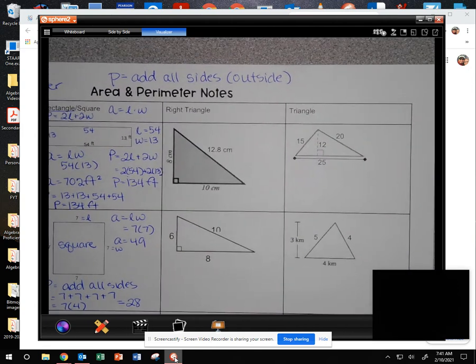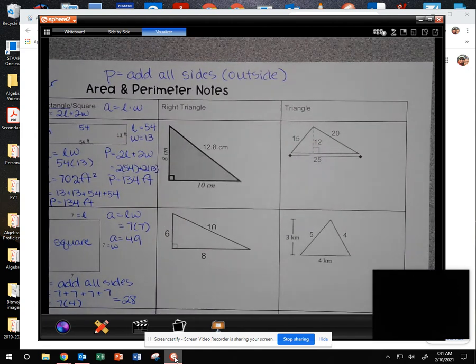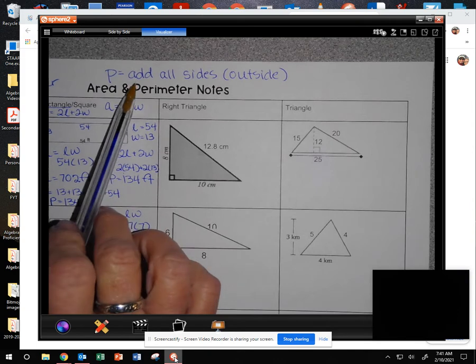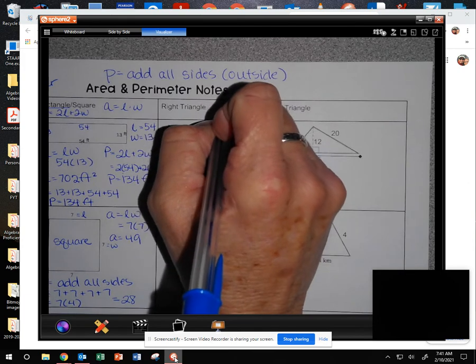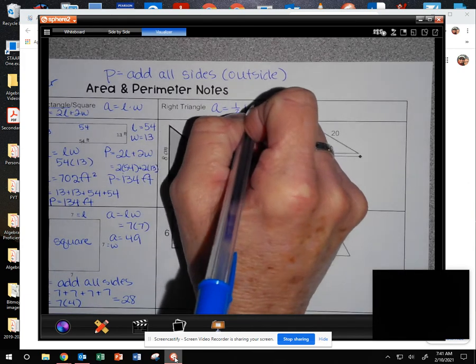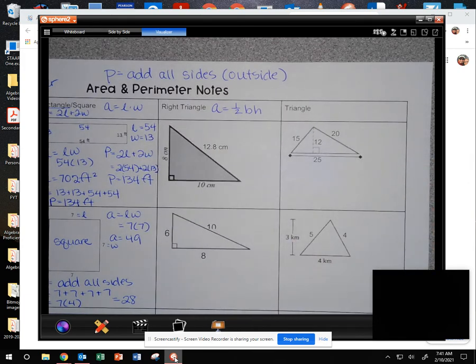Okay, so the next two are 2 different triangles. We have a right triangle and just a regular triangle. The perimeter stays the same. We add all the sides on the outside, and the area formula still stays the same. Area equals 1/2 base times height. Okay? All right, again, you will have to write your formulas and you will have to label and identify everything.